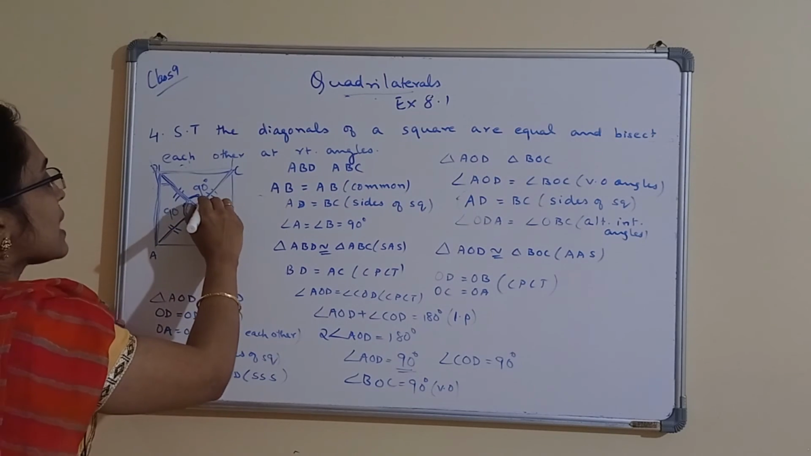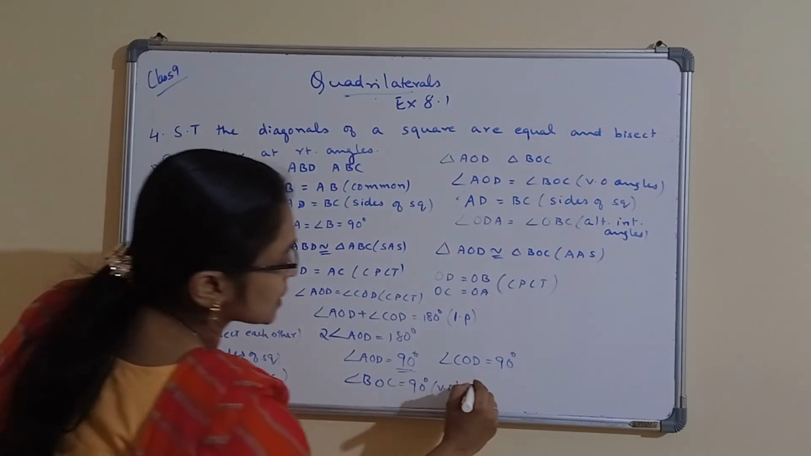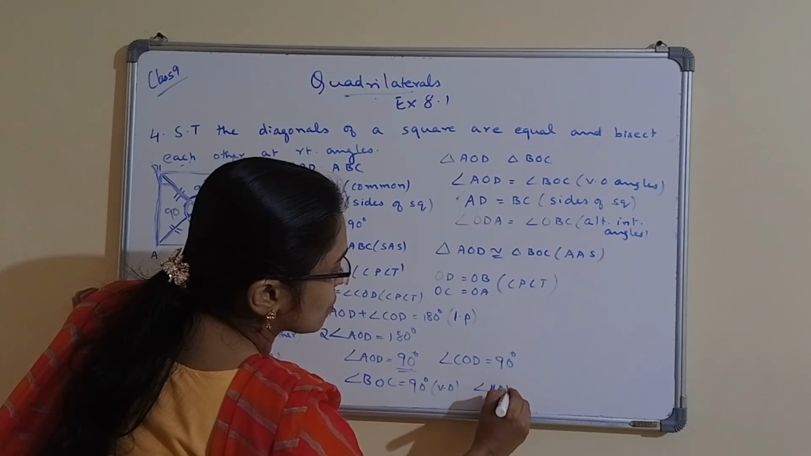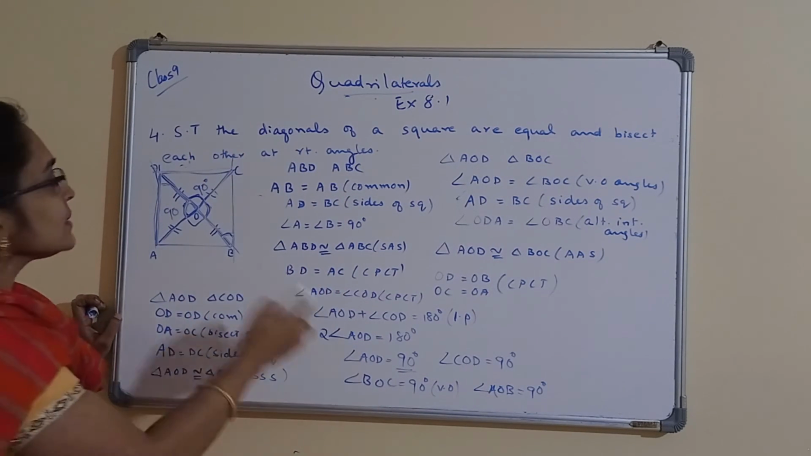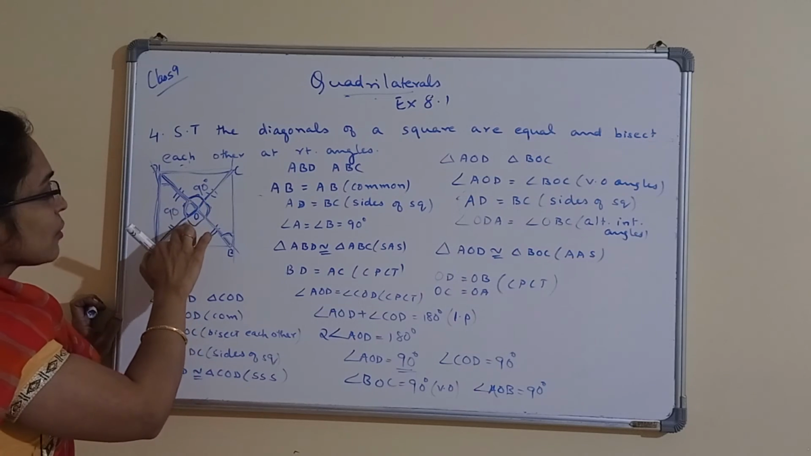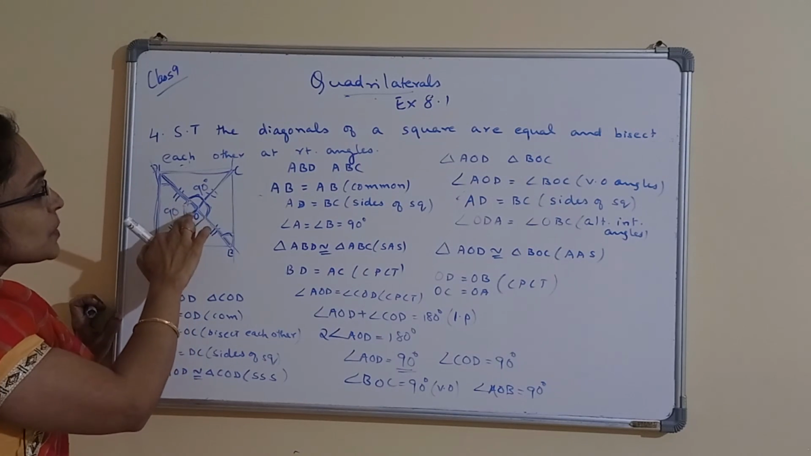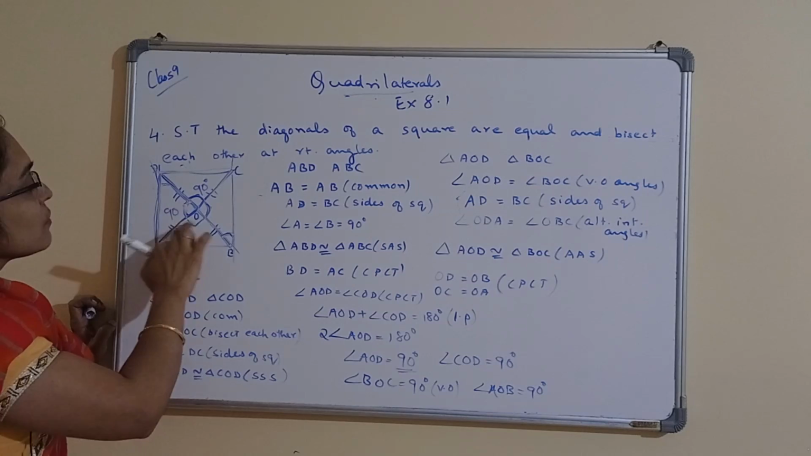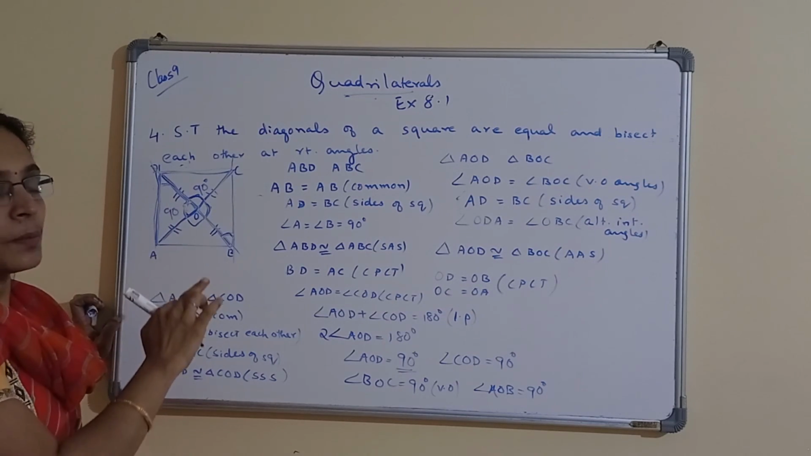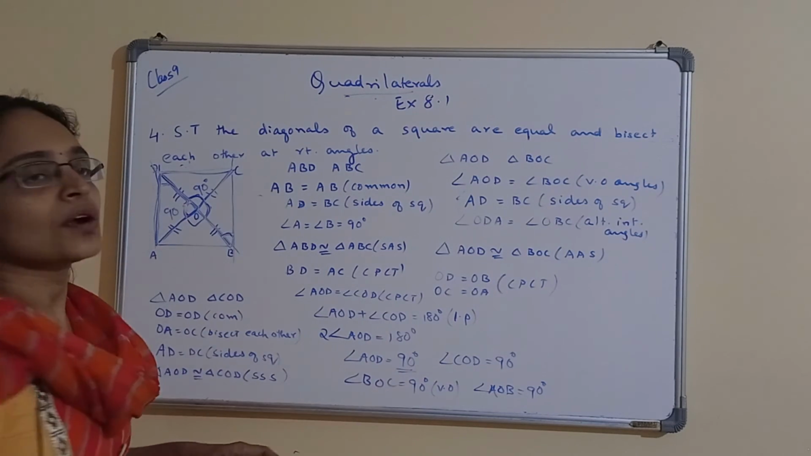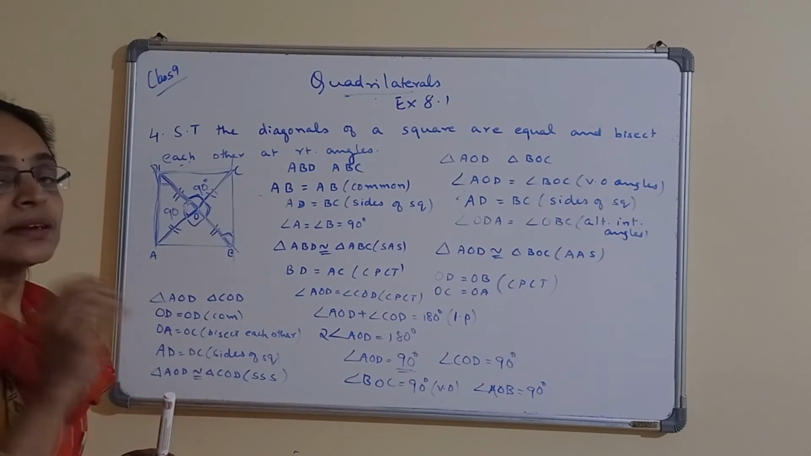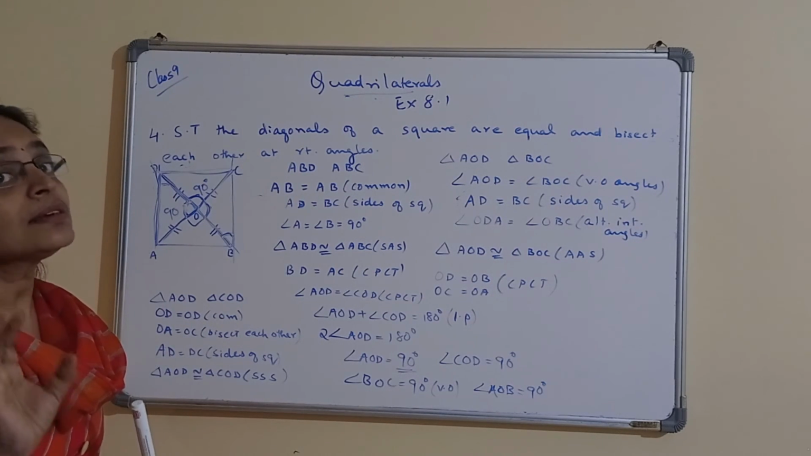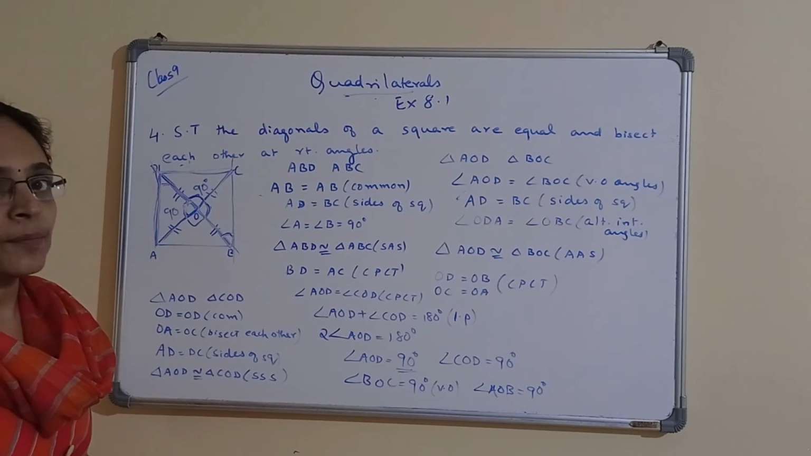Now this angle AOB is also equal to 90 degrees. You can write either vertically opposite angle of this angle, or this plus this is equal to 180 because they form a linear pair. So from this we got that all these angles are equal to 90 degrees. That is, the diagonals bisect each other at right angles. Okay, understood?